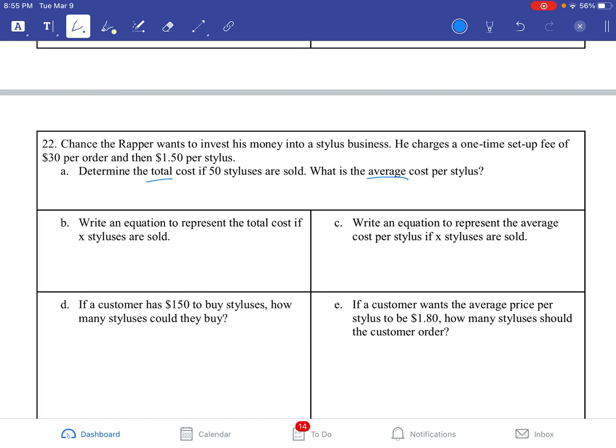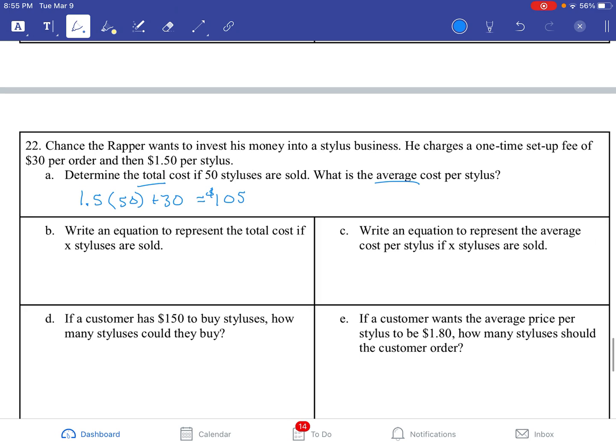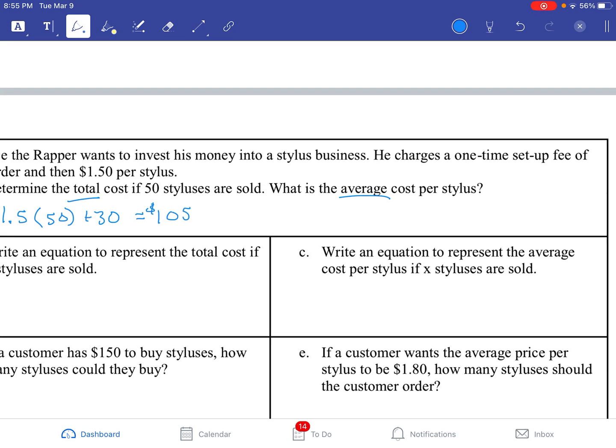So there's $1.50 per stylus times 50 styluses plus $30 for just putting in the order for the setup fee. So we have 1.5 times 50 plus 30 gives you a grand total of $105. Okay, then the average cost per stylus, you take the total divided by how many styluses you buy, which is 50. So the average cost per stylus is $2.10.